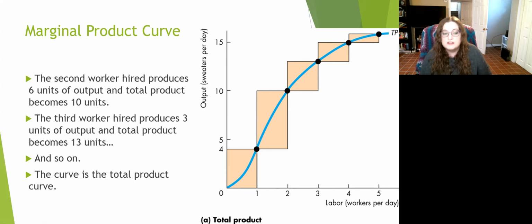Maybe they're all sharing one sewing machine. If you're all sharing one sewing machine, it doesn't matter how many workers you throw at it, you still only have one sewing machine, right? So that fifth worker might only be able to include or contribute 1 extra sweater.